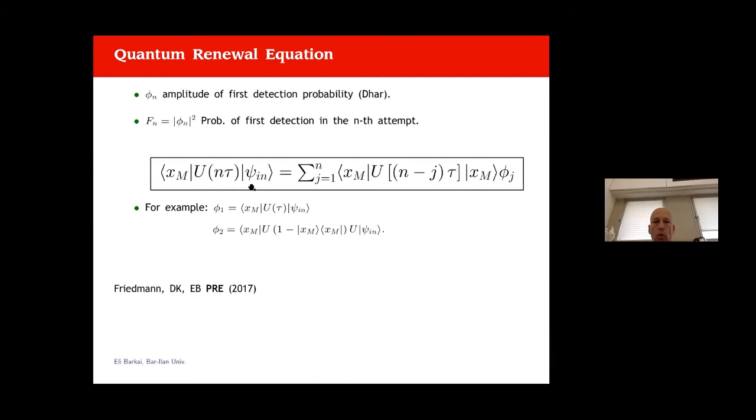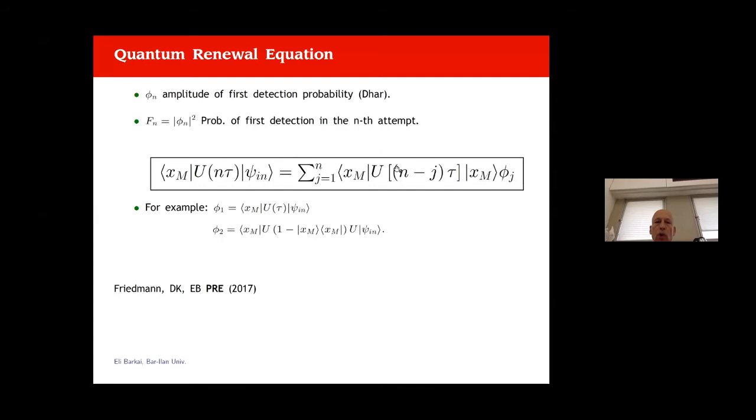So starting with some initial condition, you have a unitary evolution to xm. That's the amplitude to go from some starting point to some final state, some node. This is the same as going from the initial condition, you have some first detection at some previous time, and then going in the loop again from xm and back to xm. So this equation we analyze, and this is of course a convolution equation, so we use convolutions, but I'm not going to go into the math of this so much.